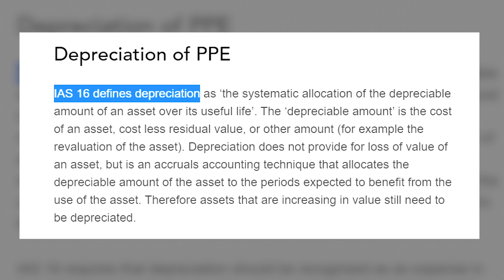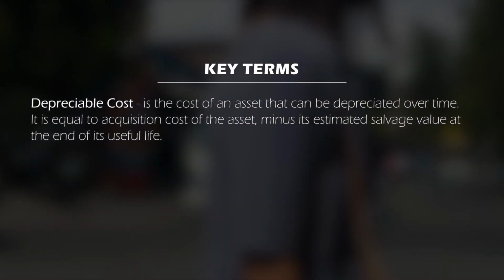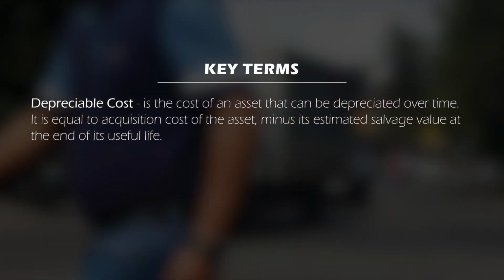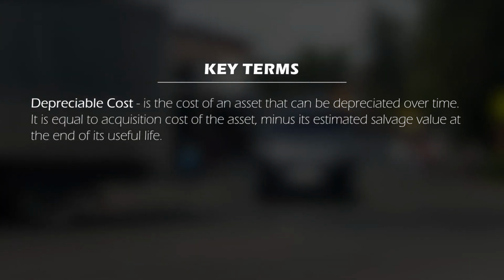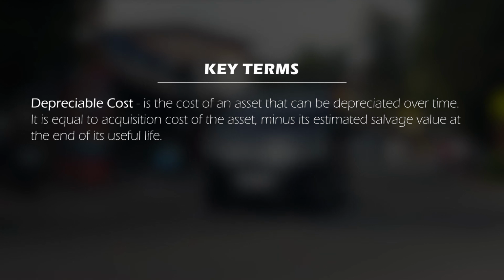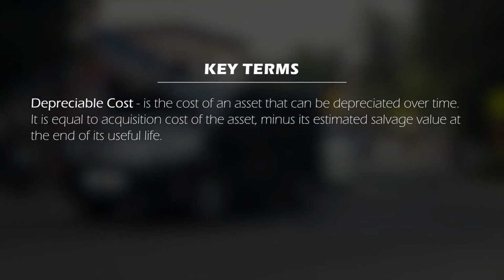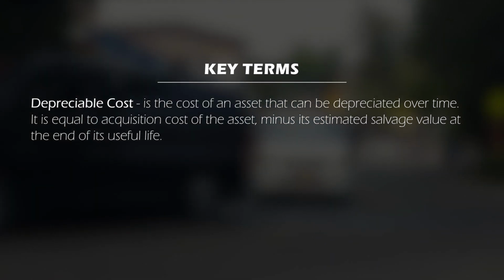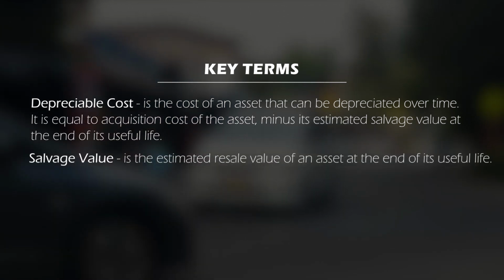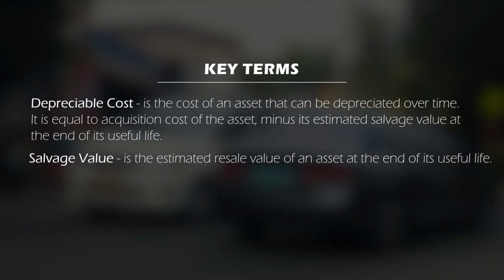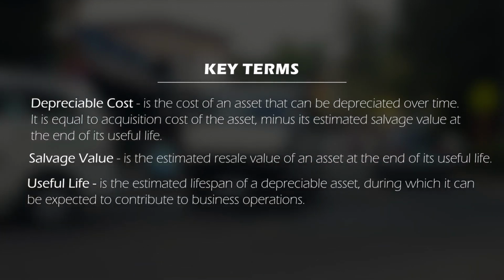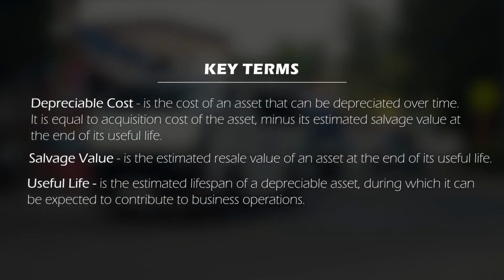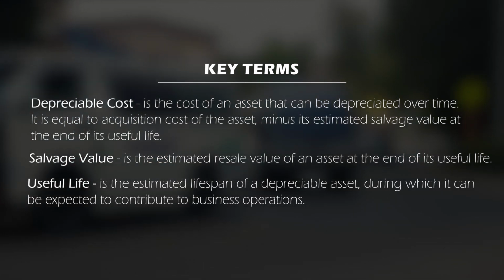Some key terminologies related to depreciation are as follows. Depreciable cost is the cost of an asset that can be depreciated over time. It is equal to the acquisition cost of the asset, which may include all other incidental costs related to preparing the asset for its intended use, minus its estimated salvage value at the end of its useful life. Next would be salvage value, which is the estimated resale value of an asset at the end of its useful life. Lastly, useful life is the estimated lifespan of a depreciable asset during which it can be expected to contribute to business operations.